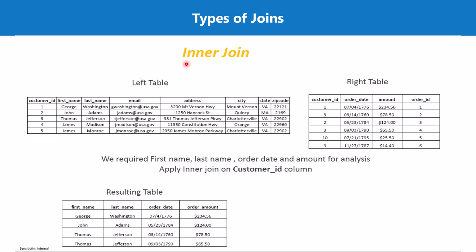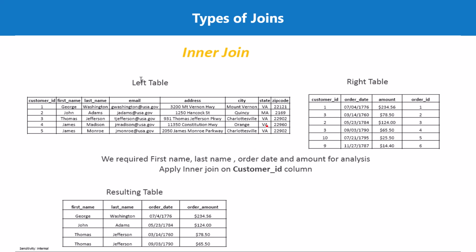The first type of join that we are going to have a look at is called the inner join. We have already seen that we have customer ID in the left table and customer ID in the right table, and we want to perform an inner join between the two tables. So what is the requirement? The requirement is that we require first name, last name, order date, and amount for analysis as the columns in the resulting table. First name is coming from this table, last name is coming from this table. So these two columns are in the left table, and order date and amount are coming from the right table, and we have the common column customer ID between these two tables that is going to be used as the join, and the resulting table should have these four columns.